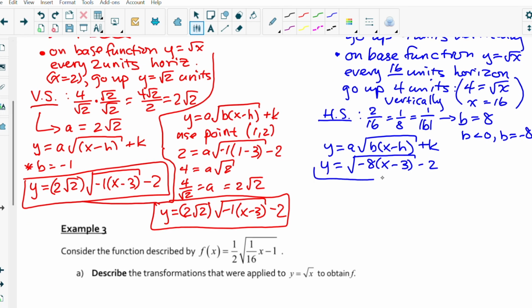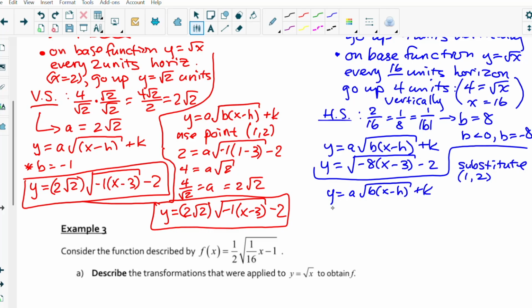If I think about this algebraically, I'm going to substitute point (1, 2) into y equals a times the square root of b times x minus h plus k. y is 2, a is 1, and I'm solving for b.